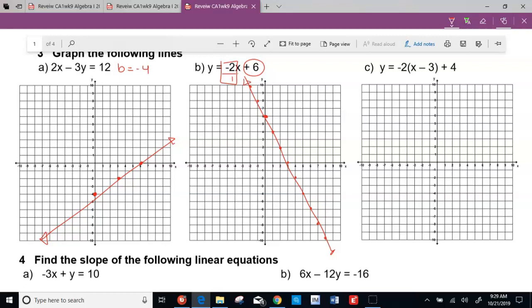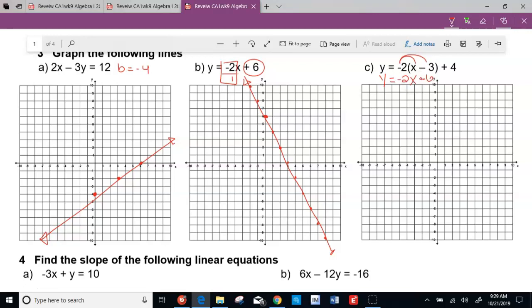For part C now, I'm going to do a little bit of distributive property to make my equation a little more manageable. It's almost in slope-intercept form except for these parentheses. So if I just distribute, -2 times x is -2x. -2 times a -3 is a +6.